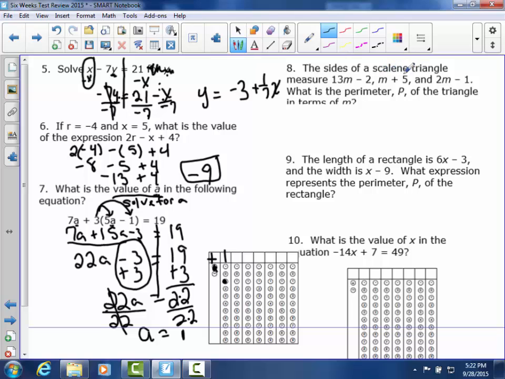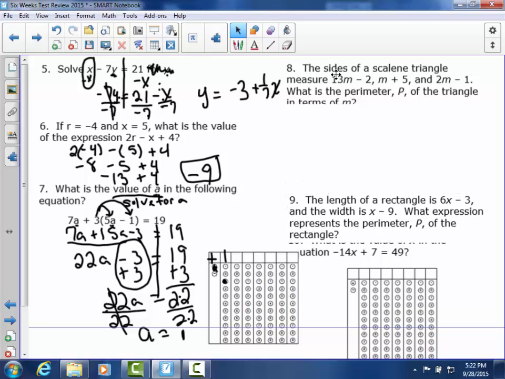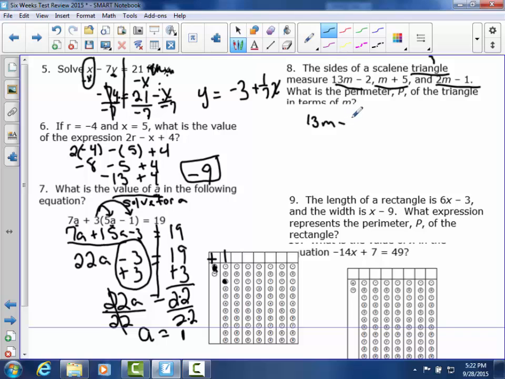Alright, the sides of a scalene triangle measure 13m minus 2, m plus 5, and 2m minus 1. What is the perimeter of the triangle in terms of m? This is just saying write the perimeter, but in terms of m. My sides are 13m minus 2, m plus 5, 2m minus 1. It's a triangle, so it's got 3 sides, so they're all there. Perimeter is found by adding, so I'm going to add 13m minus 2 plus m plus 5 and 2m minus 1. I like to write it stacked because that keeps all my parts lined up. If you want to write it out horizontal, you can do that too.